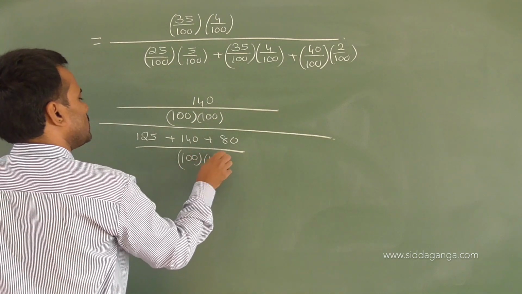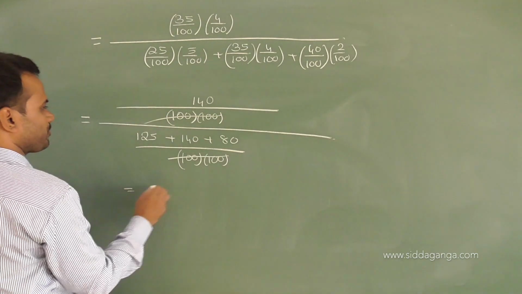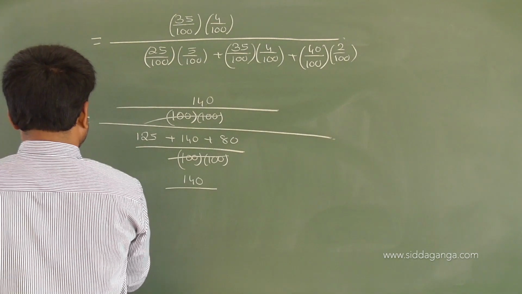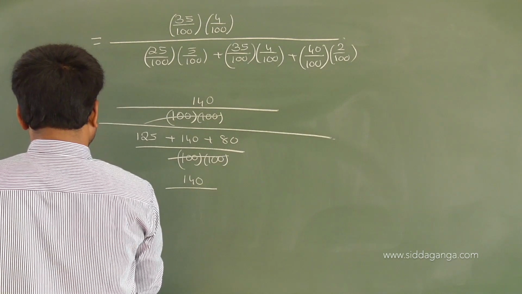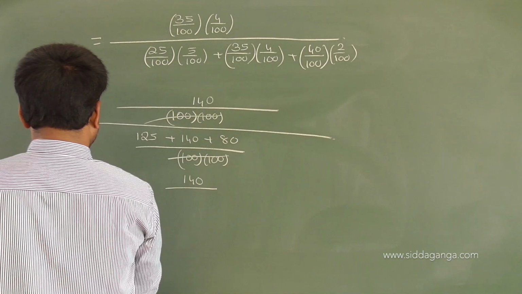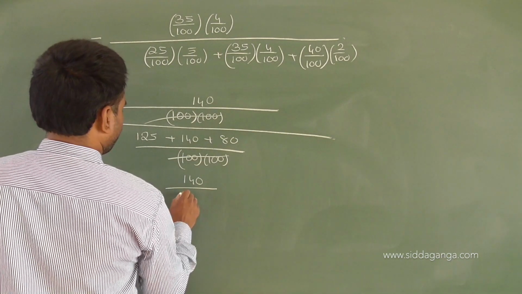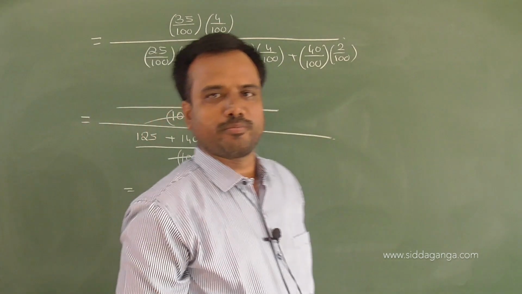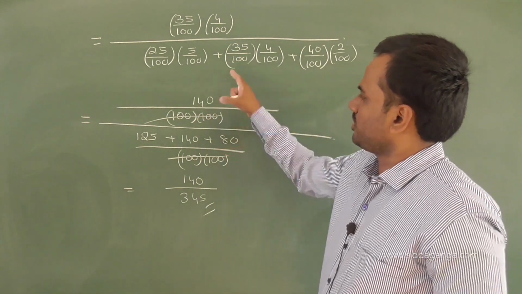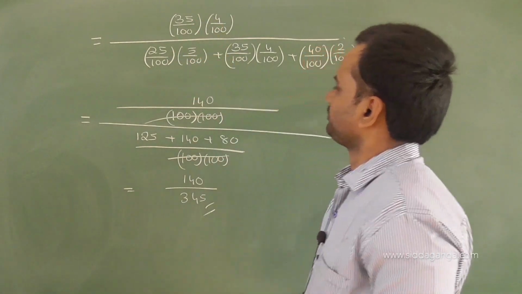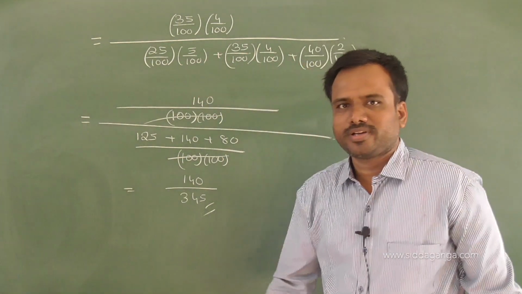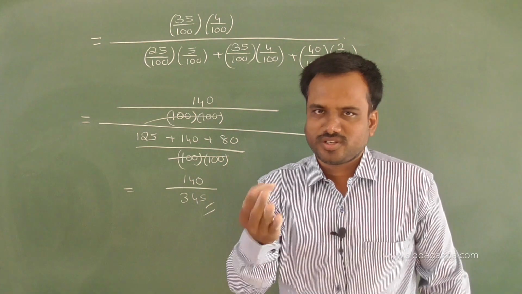100 into 100, cancel. 140. 140 divided by 35, 35 into 5, 125, 140, 140 divided by 35. Further you simplify, the choice is yours.